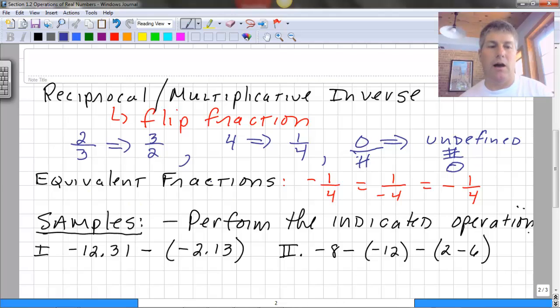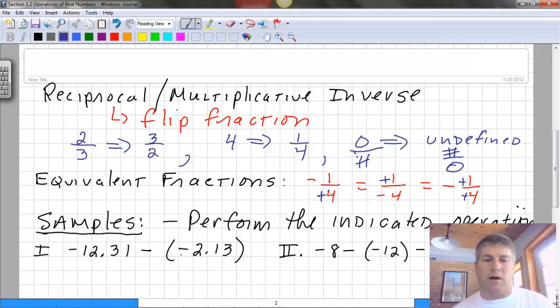Equivalent fractions. Here are 3 examples of -1/4, and it doesn't matter where the negative sign is. If the negative's on the numerator, -1 over +4, or a +1 over a -4, or the opposite of +1 over +4. Those are all equivalent. I'm going to do some sample problems to perform these indicated operations.